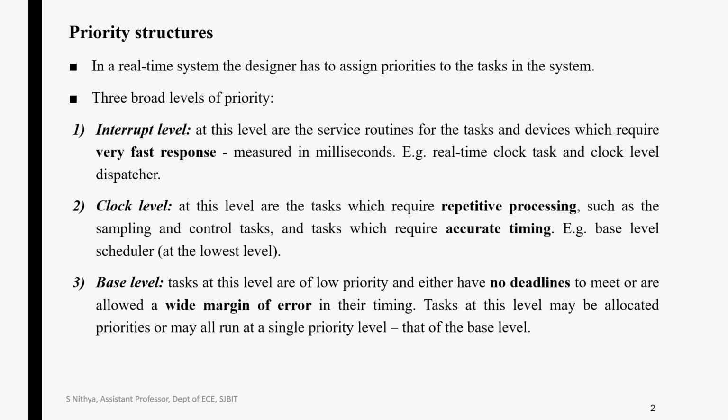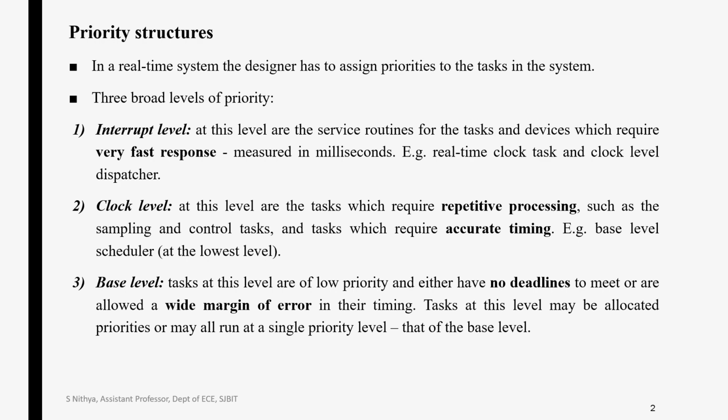The lowest level of priority is assigned to this kind of clock level interrupts. The base level priority is for tasks at low priority, which either have no deadline to meet or are allowed a wide margin of error in their timings. Tasks at this level may be allocated a priority, or they may run at a single priority level at this base level. So these are the three priority structures: interrupt level, clock level and base level.